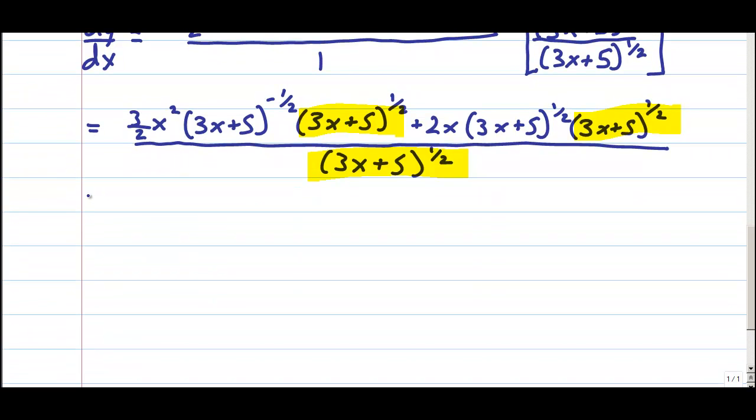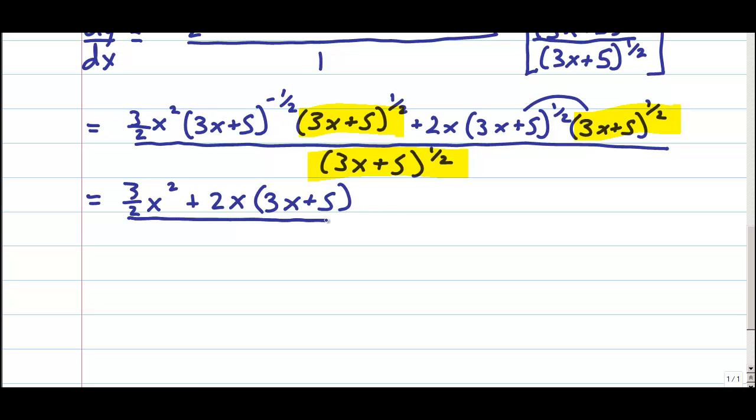Now let's see what we've got. This just reduces to 1. So I've got 3/2 x squared. This whole first term here just reduced to that. Over here, I've got 2x times 3x plus 5, because these two multiplied together just gives me 3x plus 5. And then I've got, of course, the radical on the bottom.